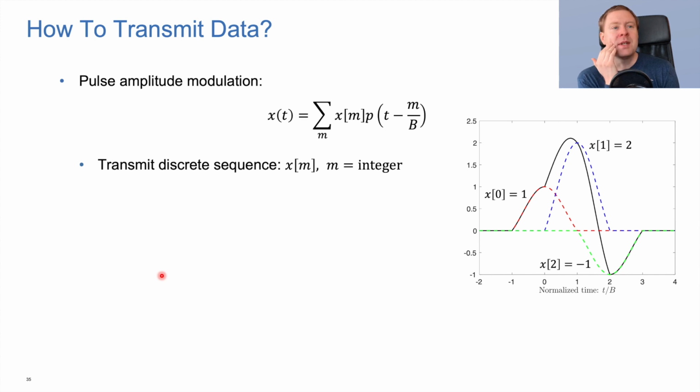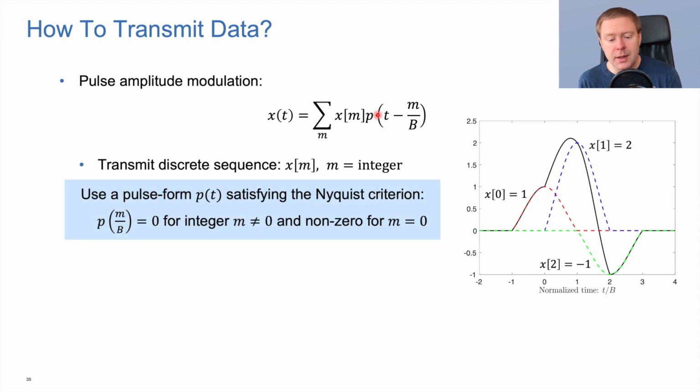Okay, so to put the pieces together and get the system model, we need to determine how we are transmitting data. And the way of transmitting data is typically to use what is known as pulse amplitude modulation, where we have a discrete sequence, x of m, where m is an integer value, that we are creating a continuous time signal based on. And we do that by taking x of m multiplied with the pulse form, p of t, that we are delaying in different ways. So to transmit symbol m, we are transmitting p of t minus m divided by B, which is the bandwidth.